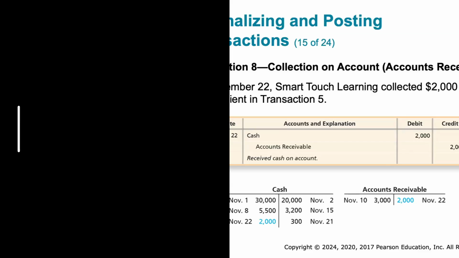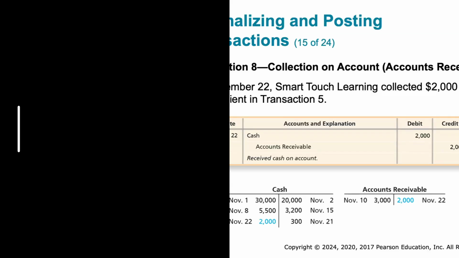Transaction number 8, collection on account, accounts receivable. On November 22nd, Smart Touch Learning collected $2,000 cash from the client in transaction 5. So remember, we did a service for a client earlier. They owed us for it. So now they're actually starting to give us the payment that they owed us for that account. So cash is going up. We received the cash, right? So that's an asset, goes up.